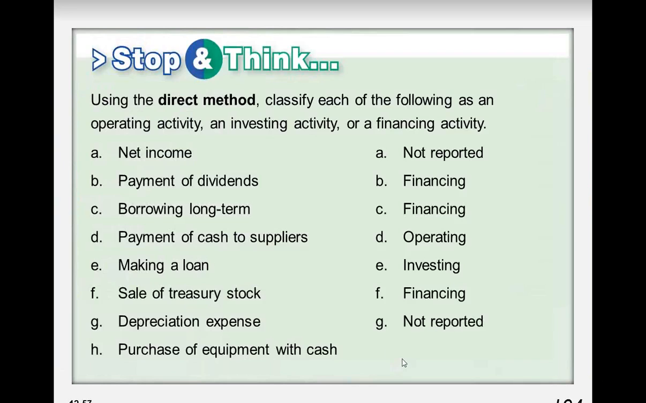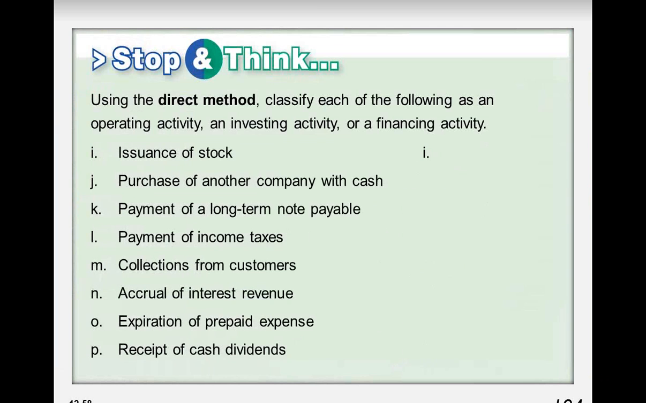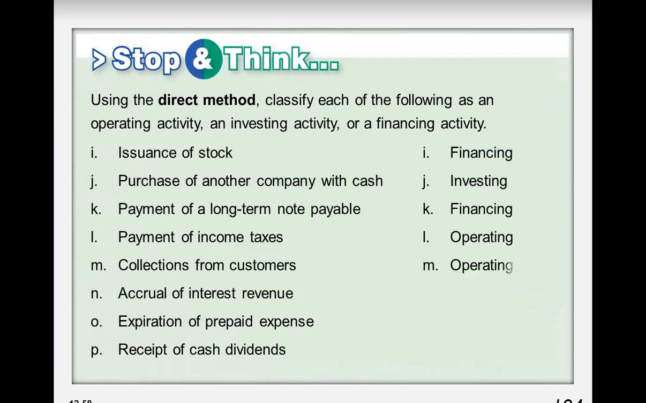And then purchase of equipment for cash is investing. If we issue stock, that is financing. If we purchase another company with cash, that's investing. We pay a long-term note payable, that's financing. Payment of income taxes is going to be operating. Collections from customers is going to be operating. Accrual of interest revenue is not reported. Expiration of prepaid expense is not reported, and then a receipt of cash dividends is operating.